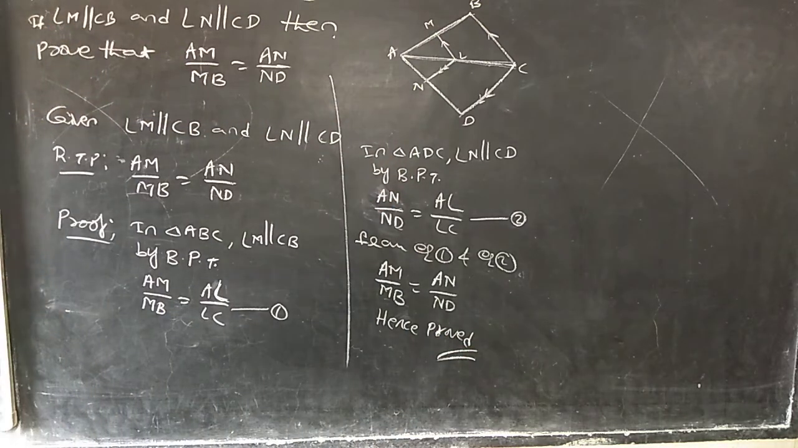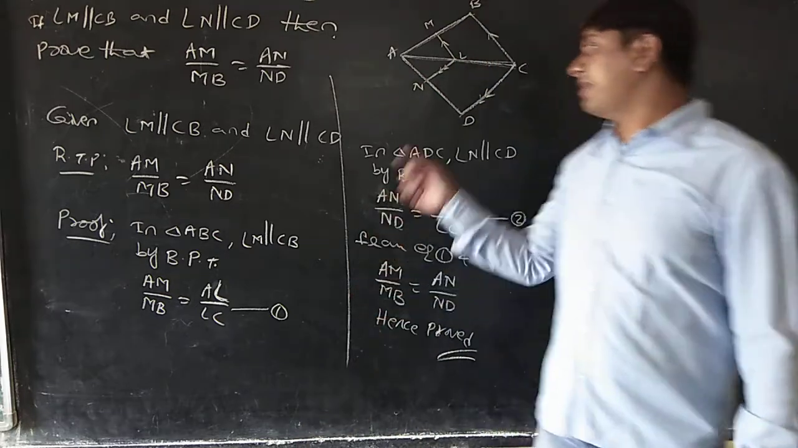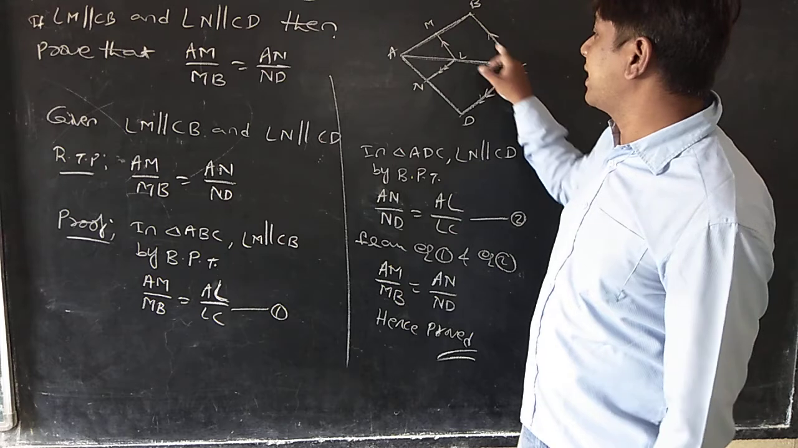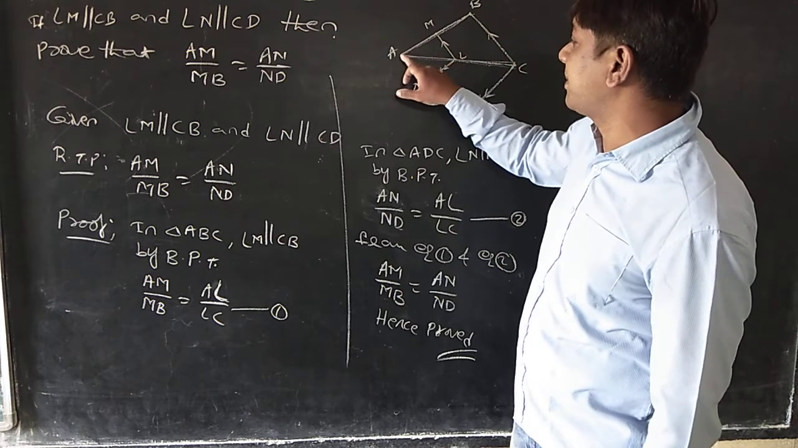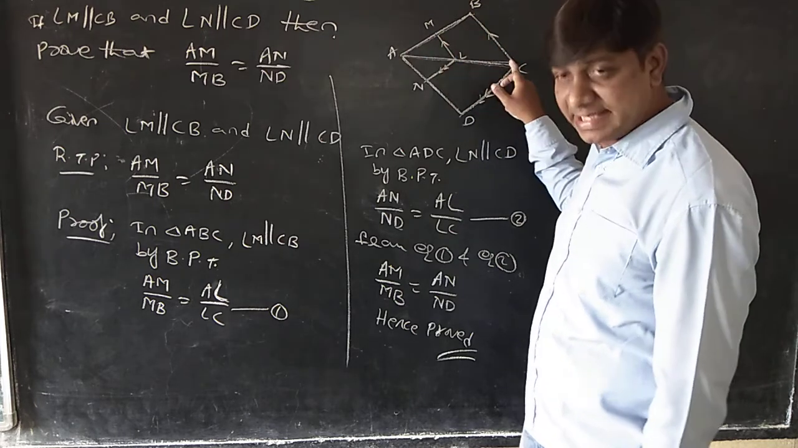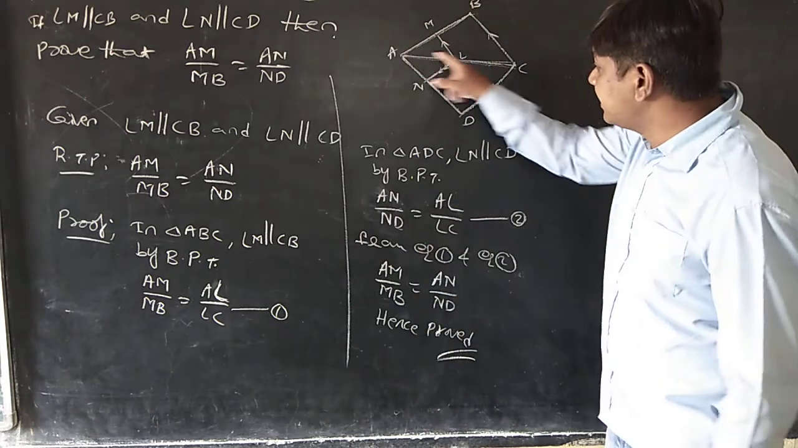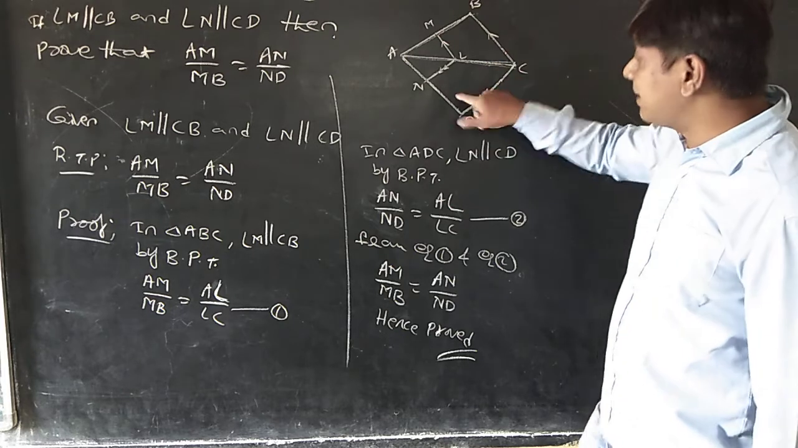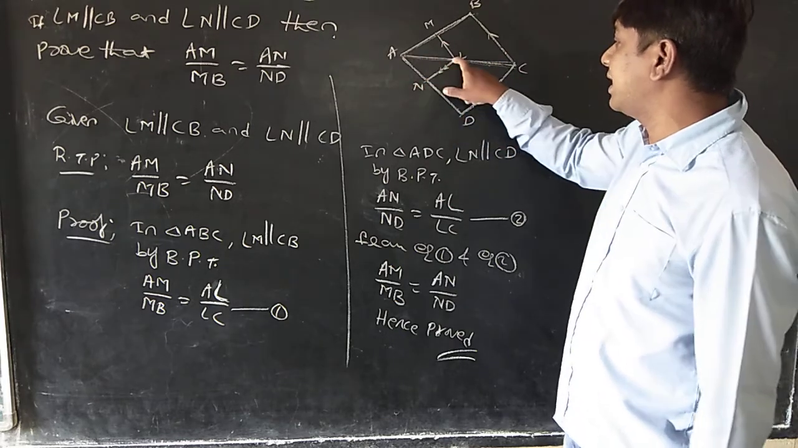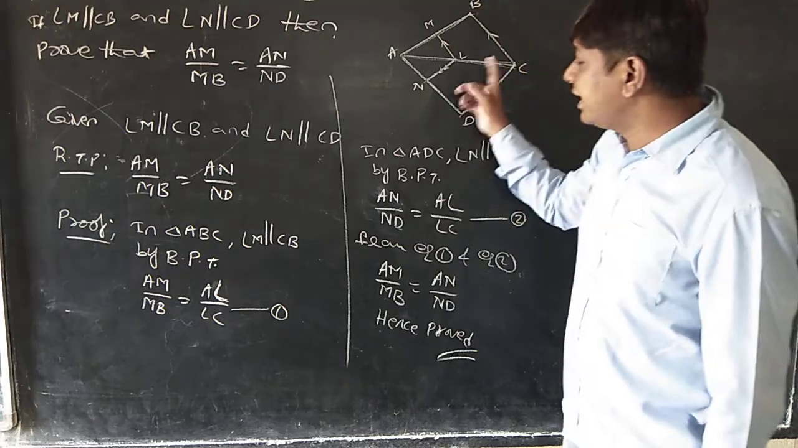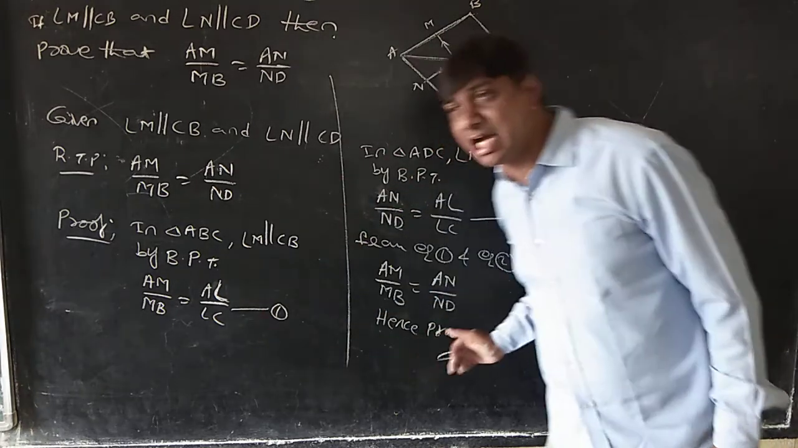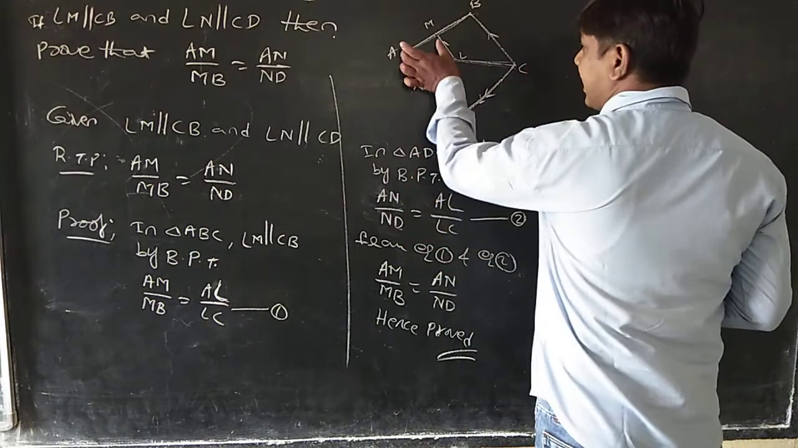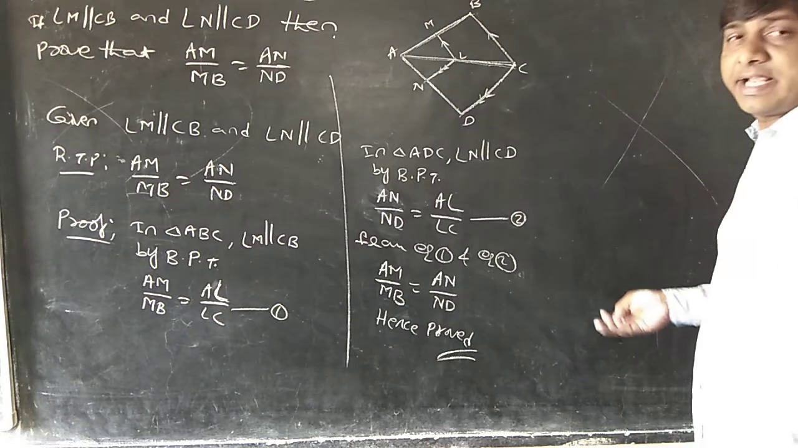See here once again. LM is parallel to BC is given, LN is parallel to CD is given. So in this first triangle, the upper triangle, by basic proportionality theorem, AM by MB is equal to AL by LC. Equation 1. Again consider this triangle. In this one, LN is parallel to CD. Again by basic proportionality theorem, AN by ND is equal to AL by LC. This is equation 2. In equation 1 and equation 2, AL by LC is common. That means the right hand side is common, so the left hand side will be the same. So AM by MB is equal to AN by ND. Please write down.